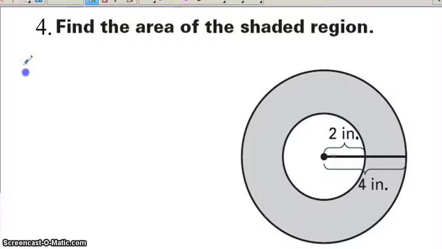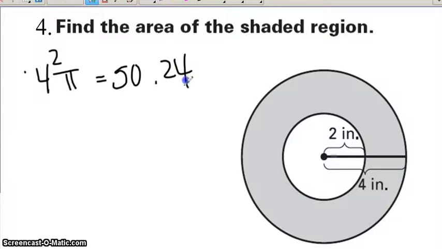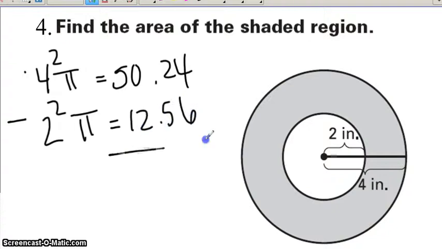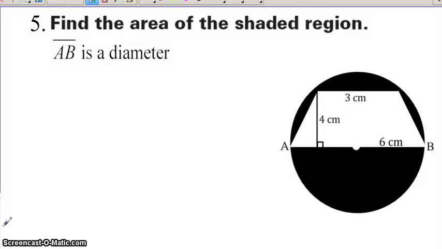Hopefully you paused the video and now you're coming back, and hopefully you realize 4 squared pi is the area of the large circle, which is simply 50.24. And then you are subtracting out the smaller circle, which is 2 squared pi, which is that 12.56, and you're subtracting these to get 37.68. And that's the area of my shaded region, the outside or the donut. Let's take an area of this one.